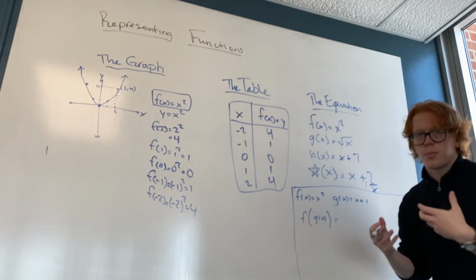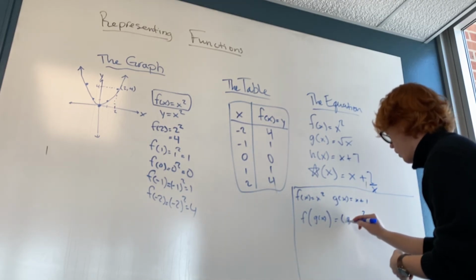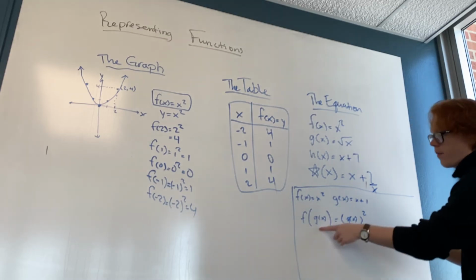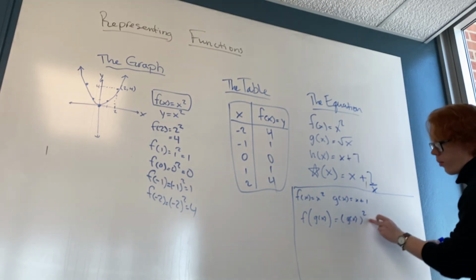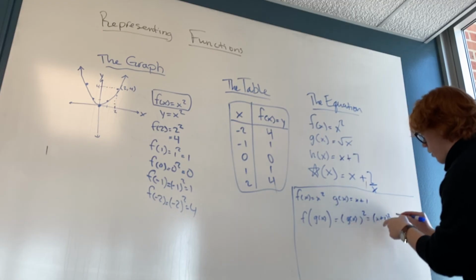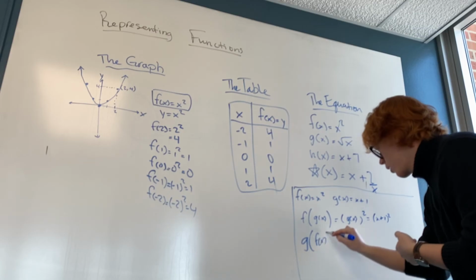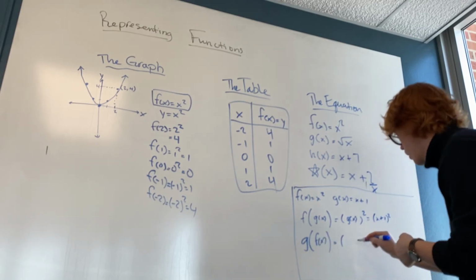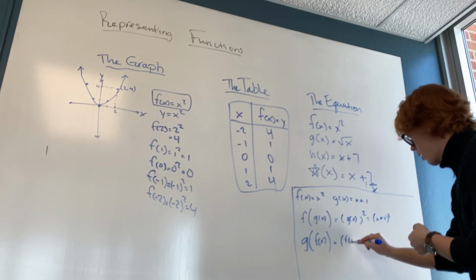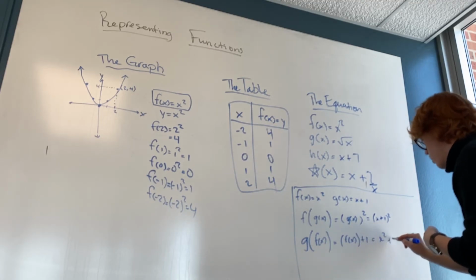So f of x equals x squared, so x is just a placeholder. Really we take g of x squared. f of g of x means g of x squared, which is x plus 1 squared. Vice versa, you could say g of f of x, which is equal to f of x plus 1, which is equal to x squared plus 1.